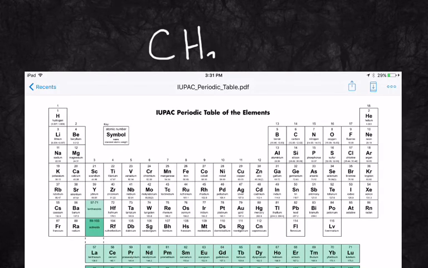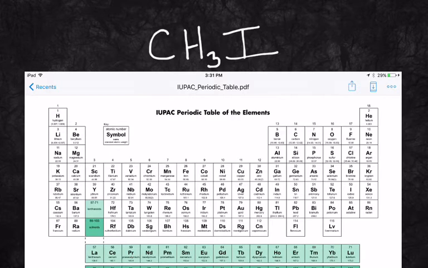Let me go to a new screen here. What we're going to do on the right-hand side of our notes is draw the Lewis dot structure for CH3I. And in order for us to do this, the very first step is we will need to figure out the number of valence electrons for each atom.